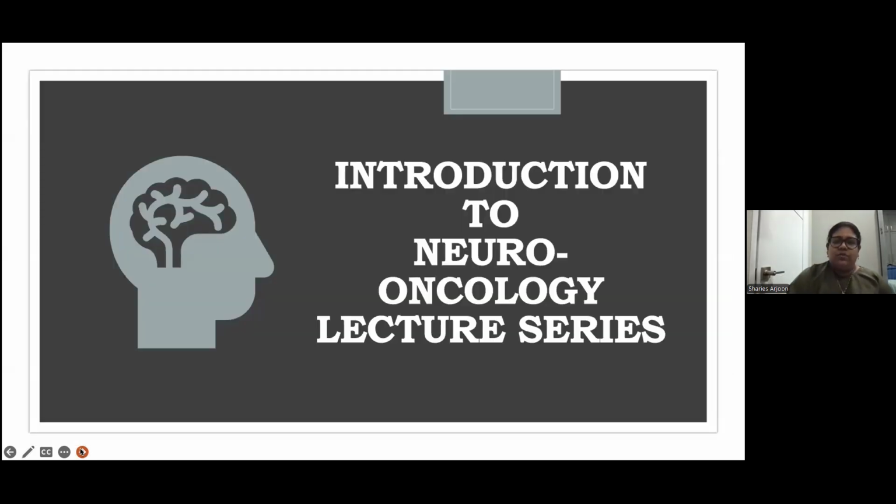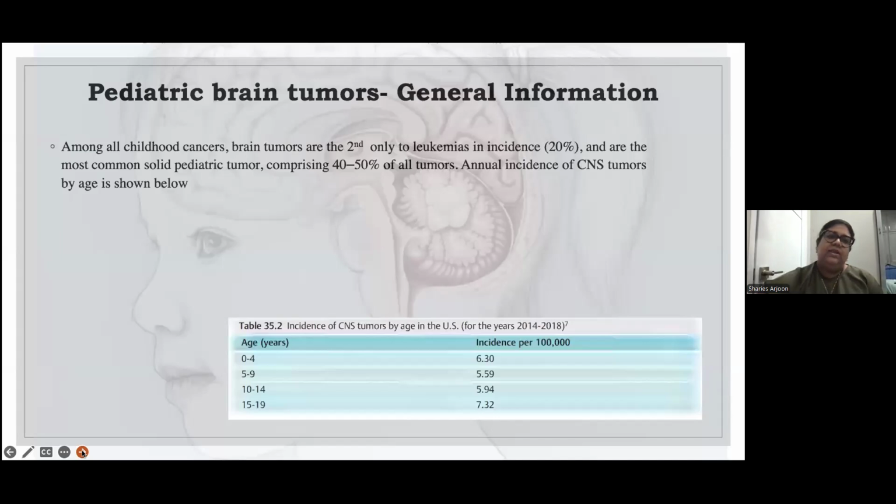So now I would move on into an introduction to the Neuro-Oncology lecture series. Within the upcoming weeks, we will delve into the individual tumor types and go a little deeper into the WHO CNS5 tumor classification. So, pediatric brain tumors: of all childhood cancers, the brain tumors are second only to leukemias, and they are the most common solid pediatric tumors, comprising 40 to 50% of all tumors.